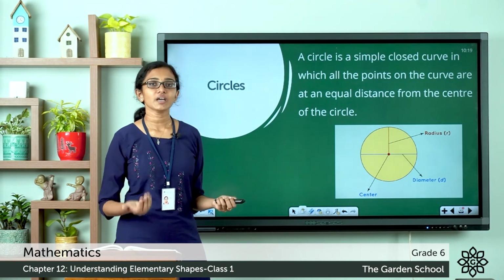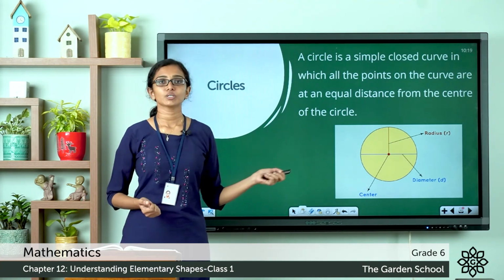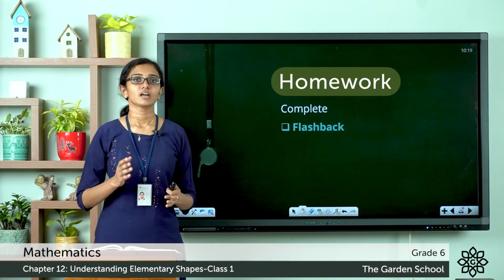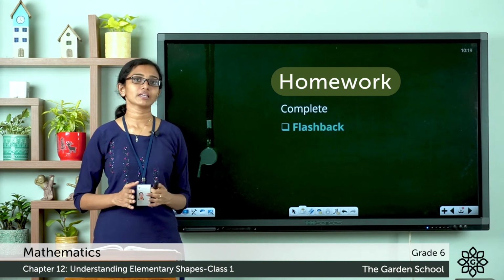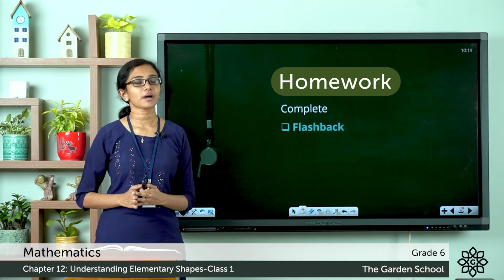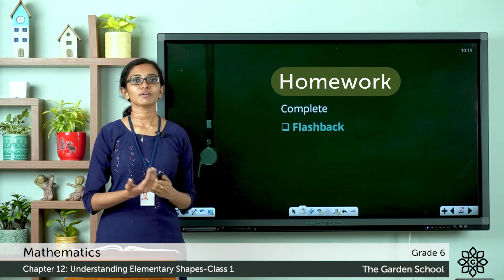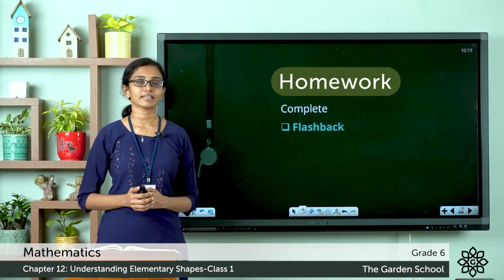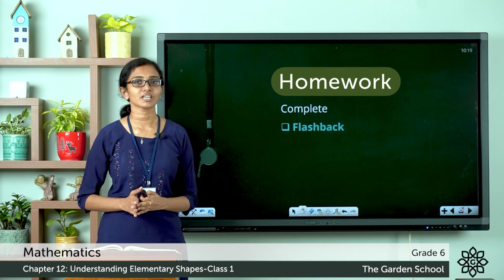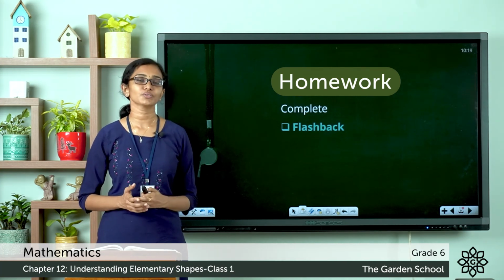So children, these are the very basic things that we have learned so far in geometry. In your textbook on page number 175, there is a flashback exercise given based on these elementary shapes. Please have a look at the exercise and complete it. Once you are done with the answers, please take a picture and send it to us through Teams.